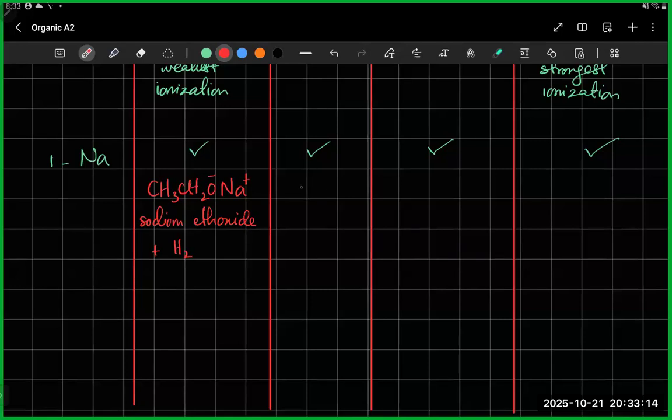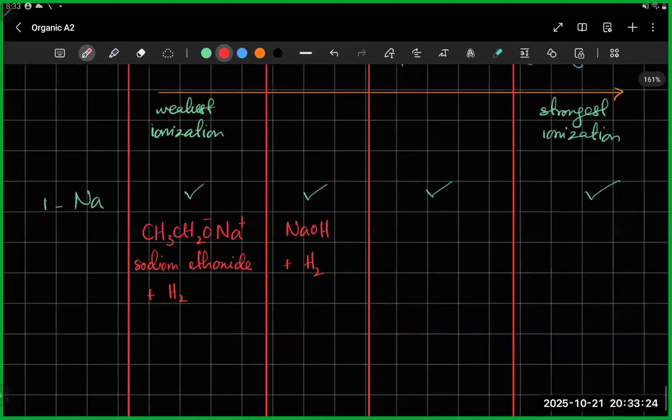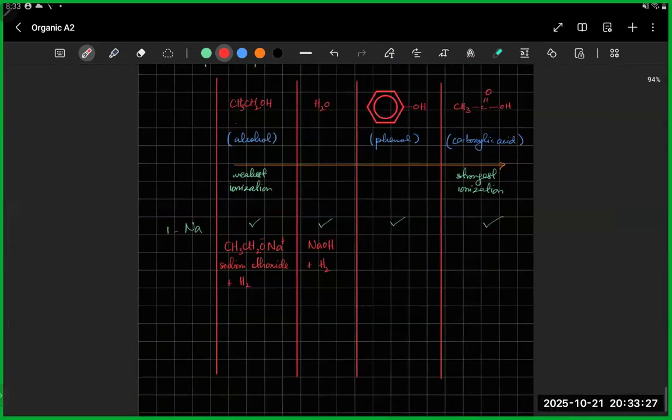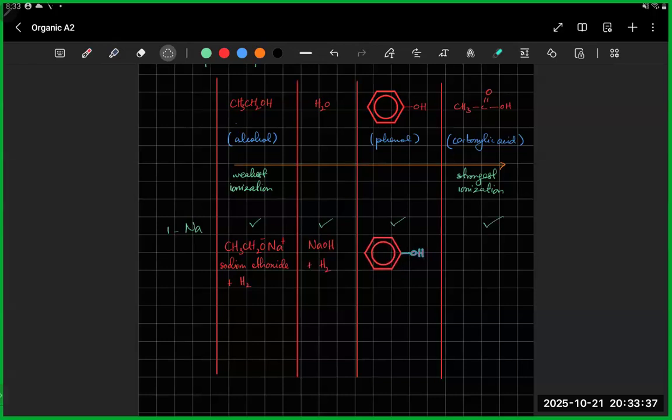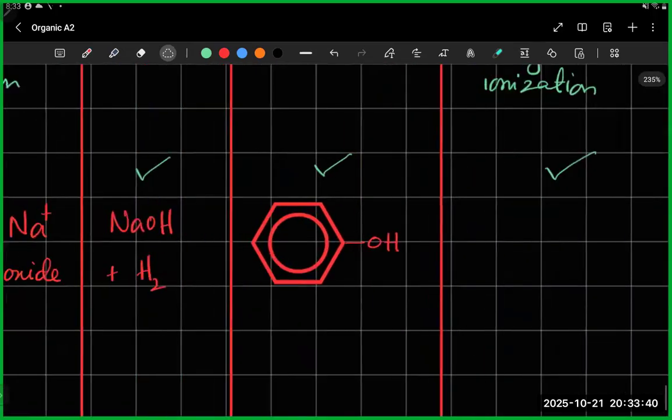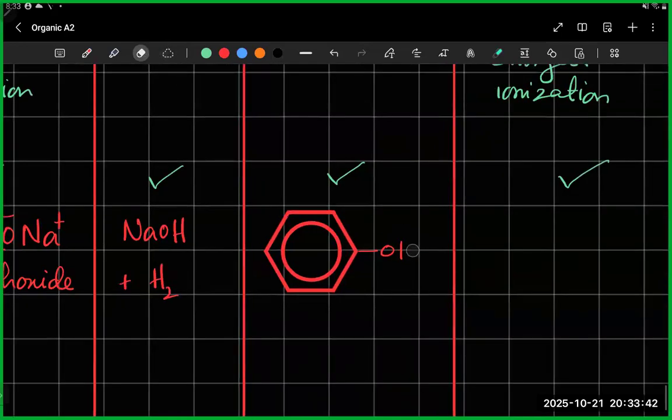Water will obviously produce NaOH plus H2 gas. Phenols would also react, and phenols are going to produce a phenoxide. So you've got a phenol, and that phenol will react with sodium metal. It will lose its H, and you will have a -1 charge and Na⁺. So this is sodium phenoxide.